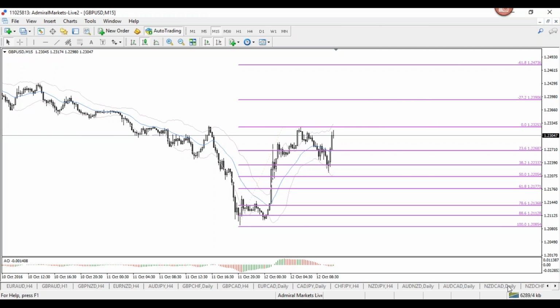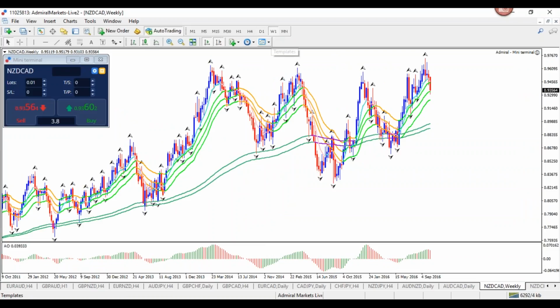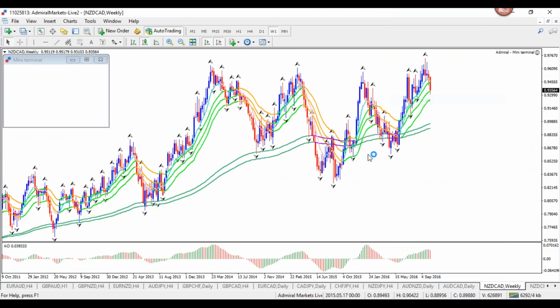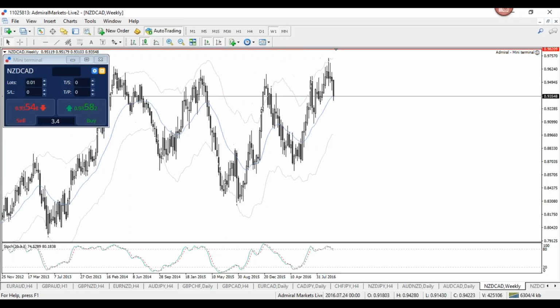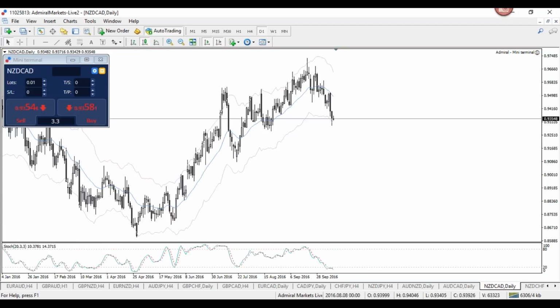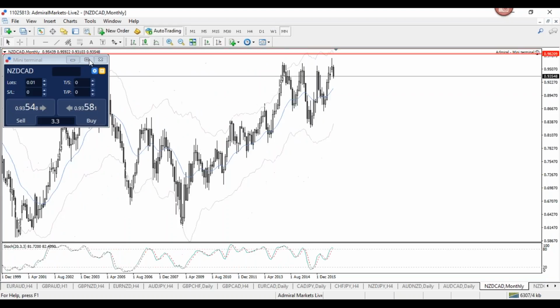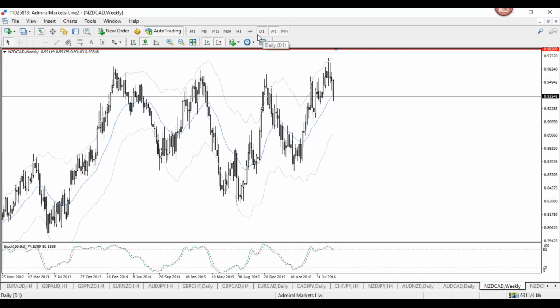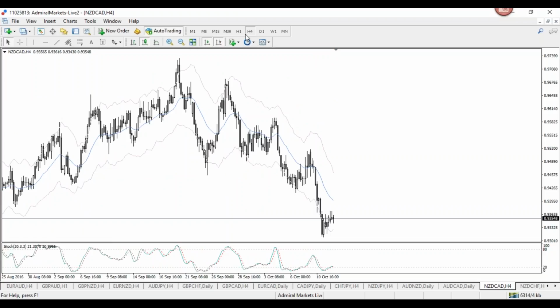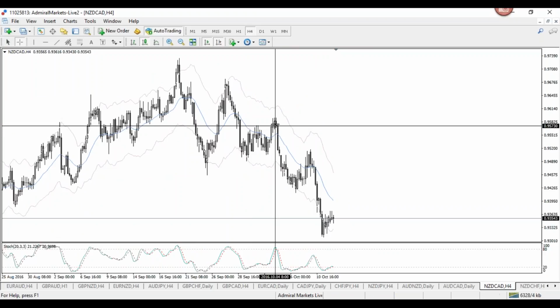New Zealand CAD. Let's see. This is a different template. Let me use the other one. I have not looked at New Zealand CAD in a long time, so off the top of my head, it looks to be bouncing off resistance. It looks corrective though. You see that this part has less angle than this. Here, this part is quite small. Let's take a look. That should be the third wave.